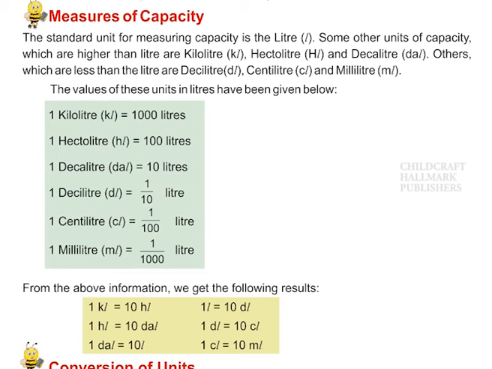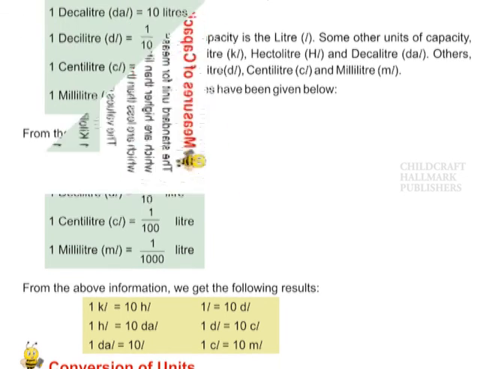From the above information, we get the following results. 1 kiloliter is equal to 10 hectoliters. 1 hectoliter is equal to 10 decaliters. 1 decaliter is equal to 10 liters. 1 liter is equal to 10 deciliters. 1 deciliter is equal to 10 centiliters. 1 centiliter is equal to 10 milliliters.